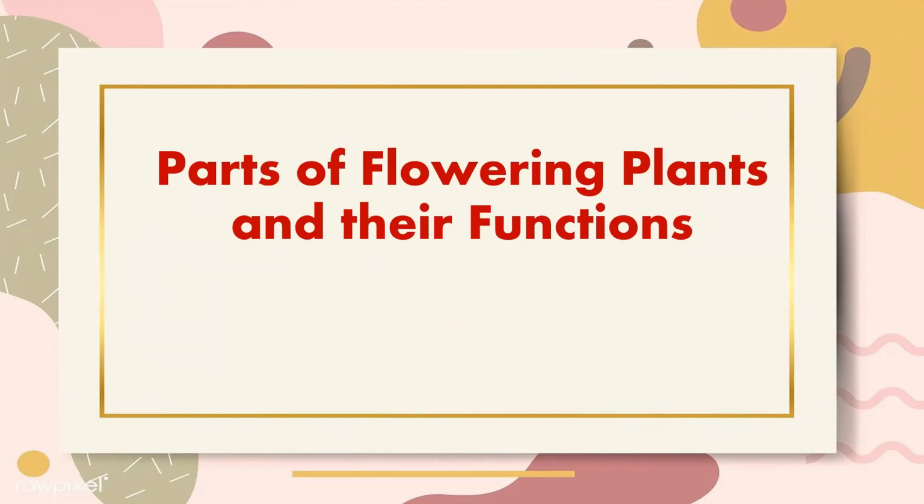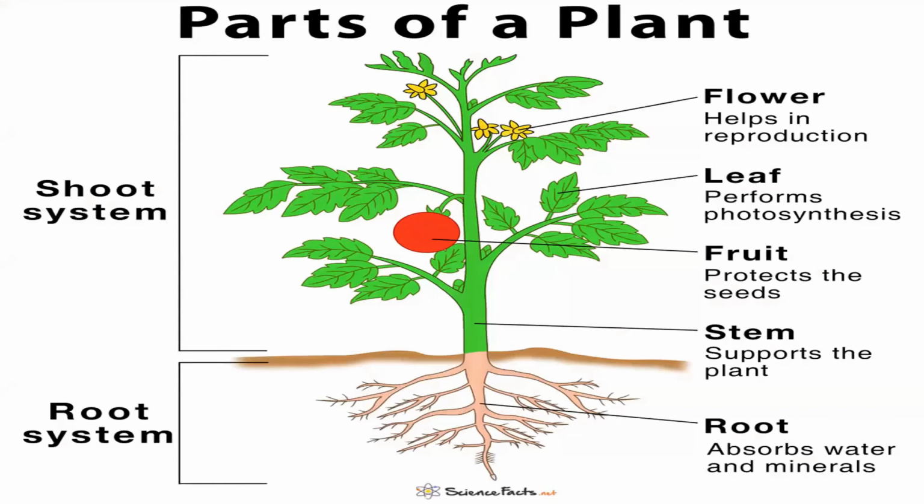Okay, so here are the parts of flowering plants and their functions. Okay, but we will discuss this one next meeting. So we have flower, leaf, fruit, stem, and root.